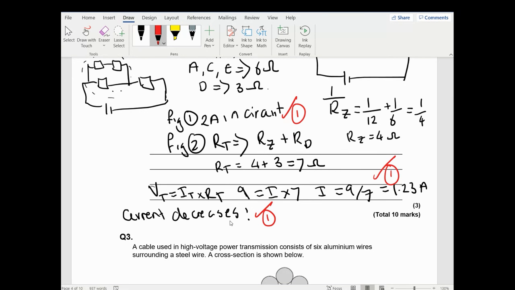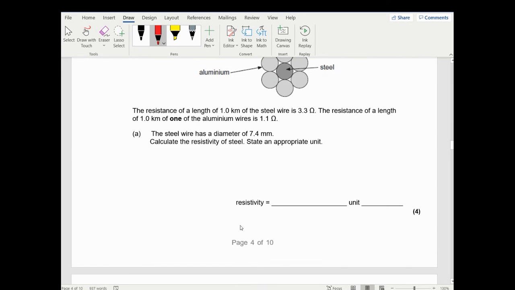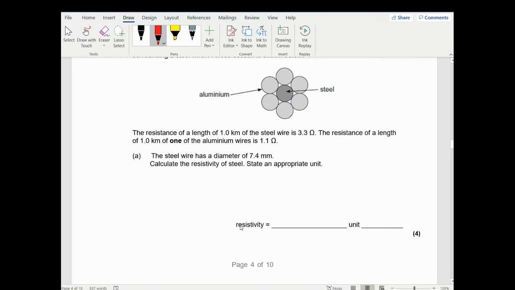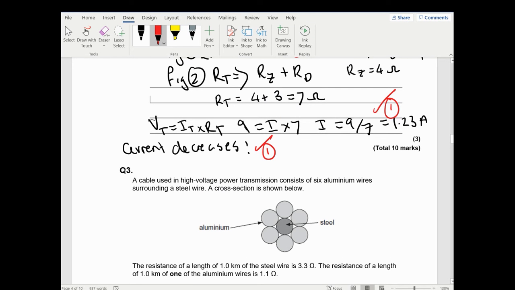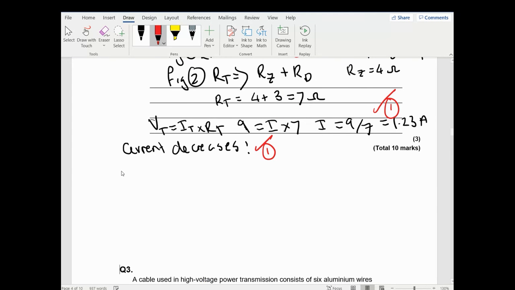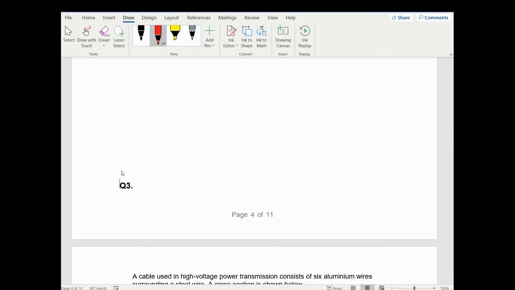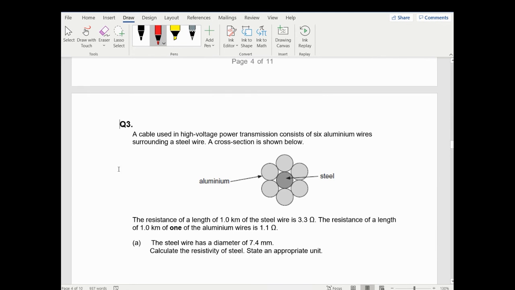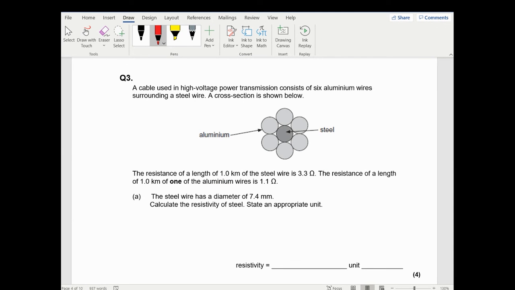So in this one, for example, having a stab in the dark and going, cool, the current goes down, you can actually pick up marks that way. Okay, so I'm going to move on now to question 3. And question 3 is a resistivity question. And what we're going to do here is talk about this.